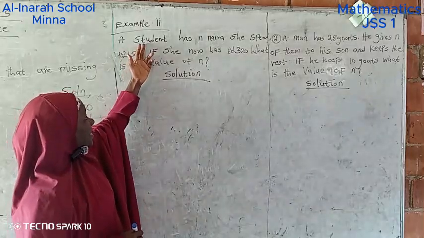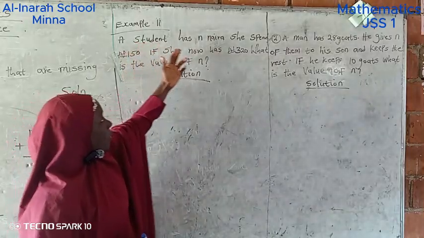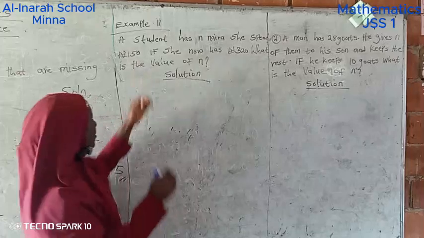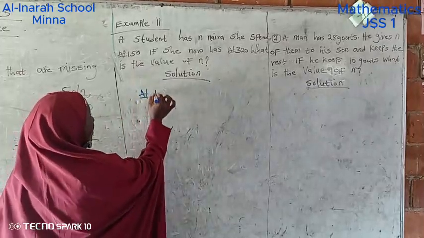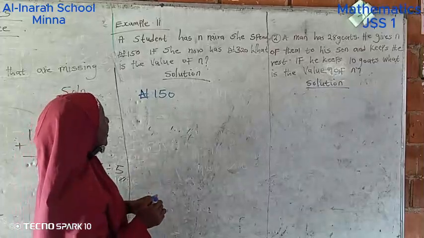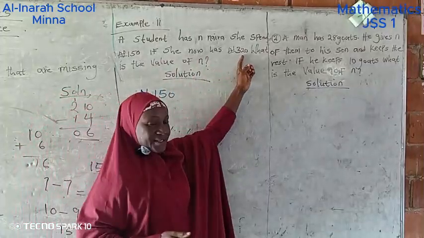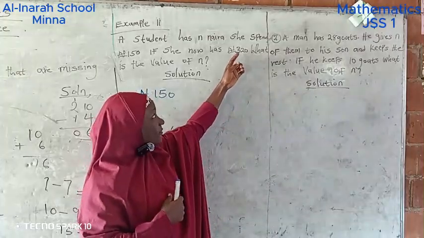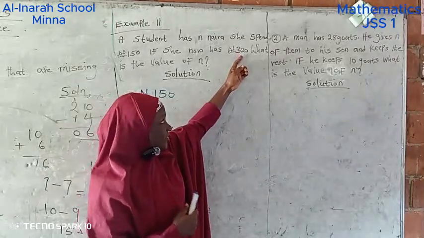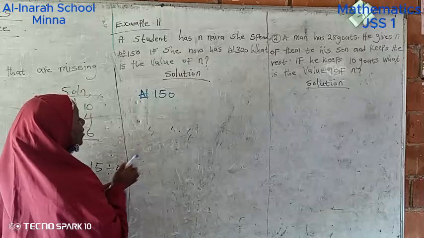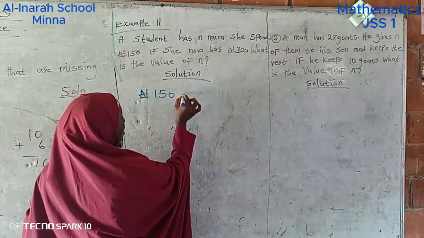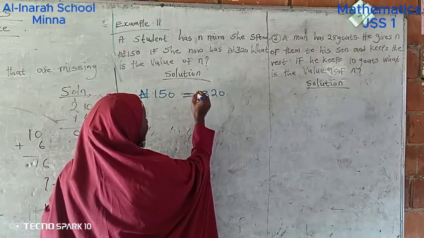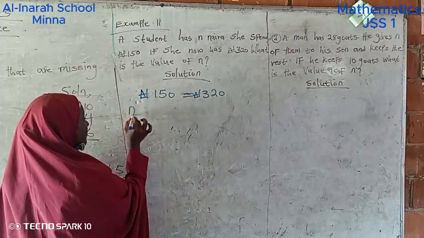Firstly, here a student who has money. We don't know how much she is having, and they say she spent 150 naira. If she now has 320 as her change, after spending that 150, she now has 320 naira as her change. What is the value of n? Which is, if she now has 320 naira, now we are looking for the value of n.